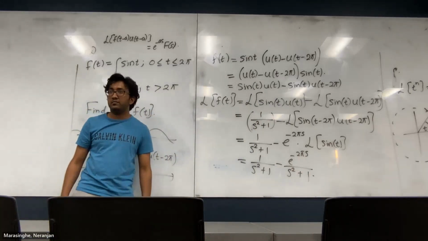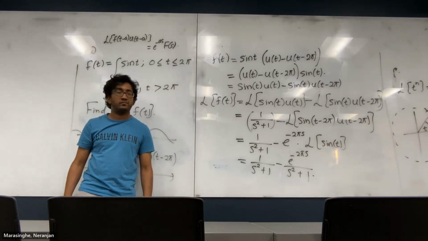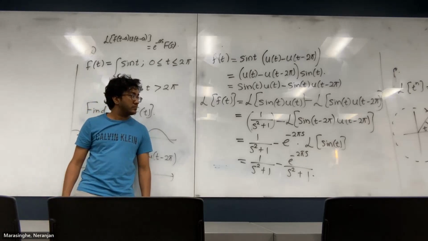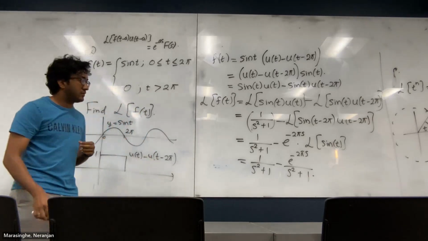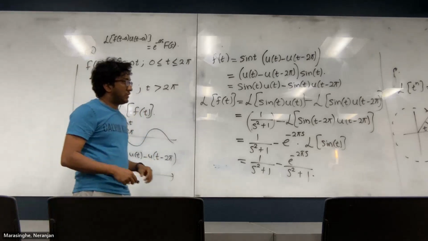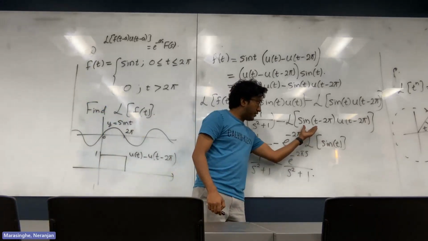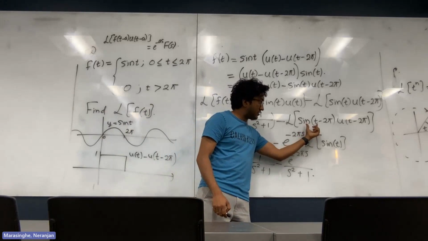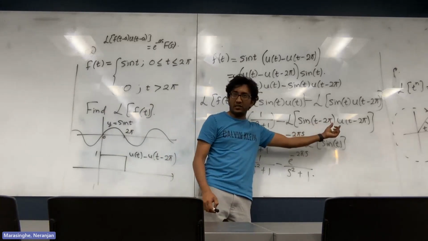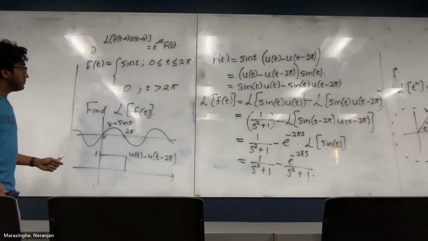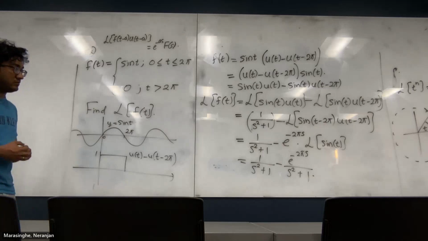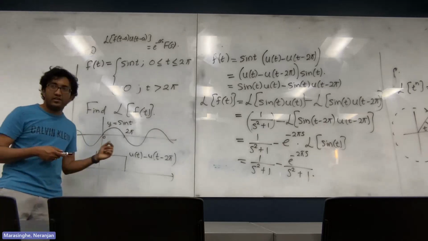Is that clear? The thing that you recognize is that this is the translation of sine t times u(t). Right? Any questions?